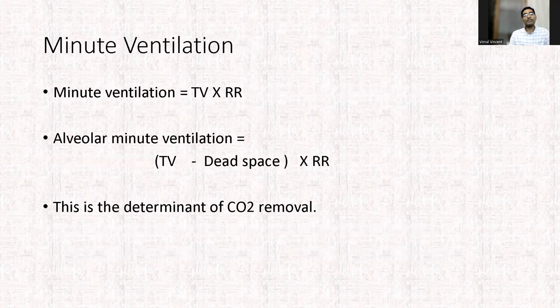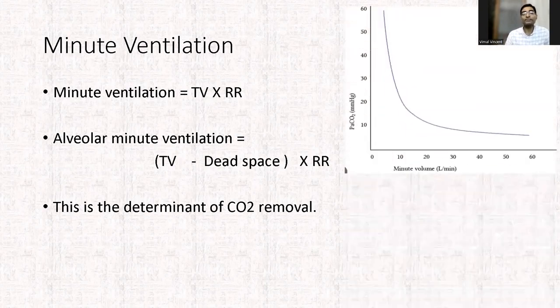Coming to minute ventilation. Minute ventilation is the amount of air that enters the lungs in a minute. We get that value by multiplying the tidal volume with the respiratory rate. Out of this, only a part of the volume will take part in gas exchange. That is the alveolar minute ventilation. We get the alveolar minute ventilation by subtracting the dead space from the tidal volume and multiplying by the respiratory rate. This is the determinant of carbon dioxide removal. When there is an increase in alveolar minute ventilation, there will be carbon dioxide washout. When there is a decrease in alveolar minute ventilation, there will be retention of carbon dioxide. It is inversely proportional.